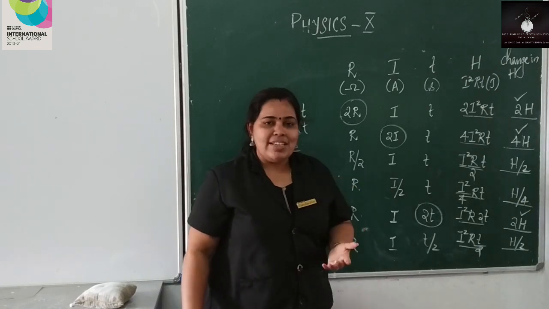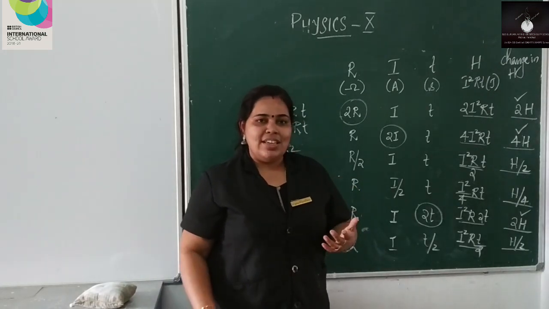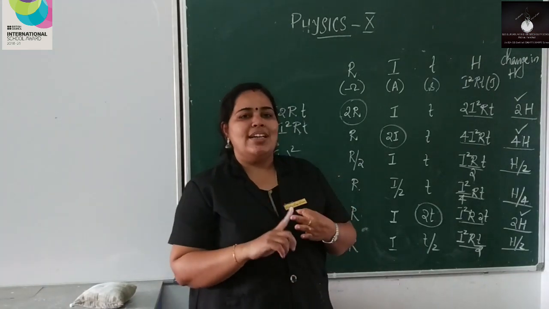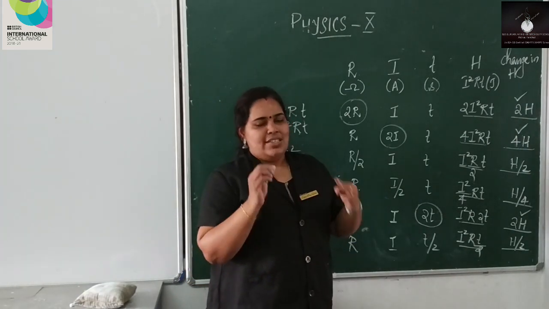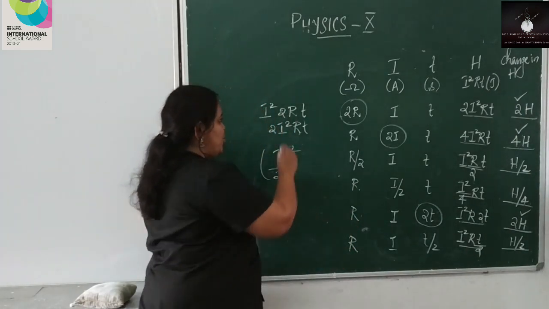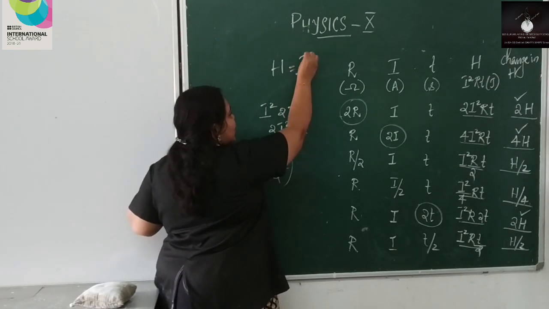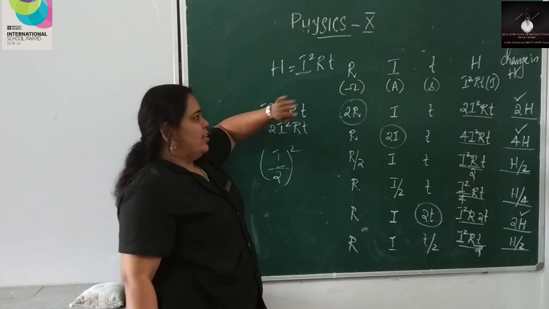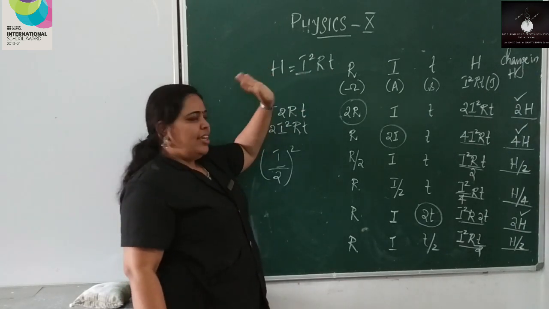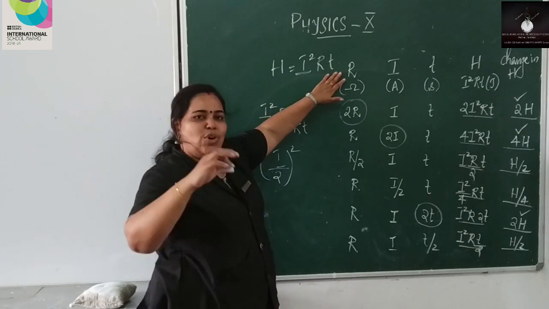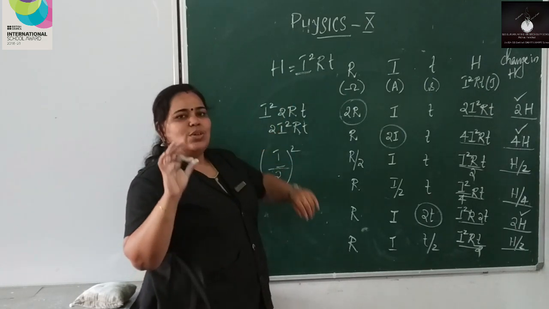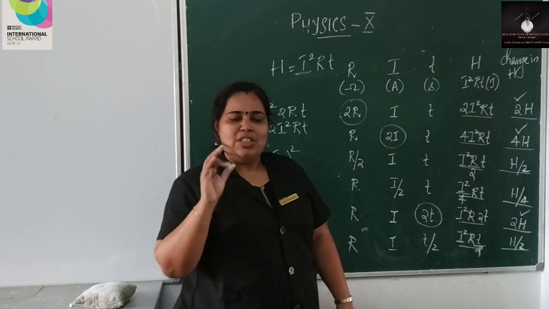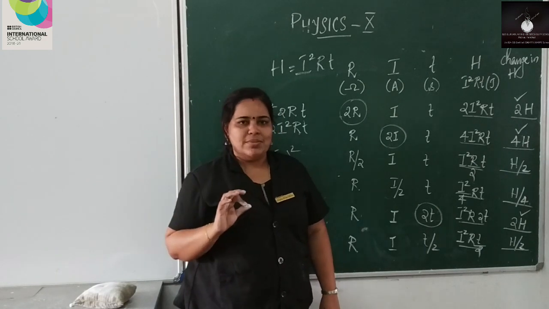So, in which all cases is heat energy increased? When time increases, or when resistance increases, or when current increases. That is what is explained in Joule's law. H is equal to I square RT. When current increases, heat produced increases, or when resistance increases, heat increases, or when the time of flow of current increases, heat produced also increases. So, I hope you have understood the factors affecting heat produced.